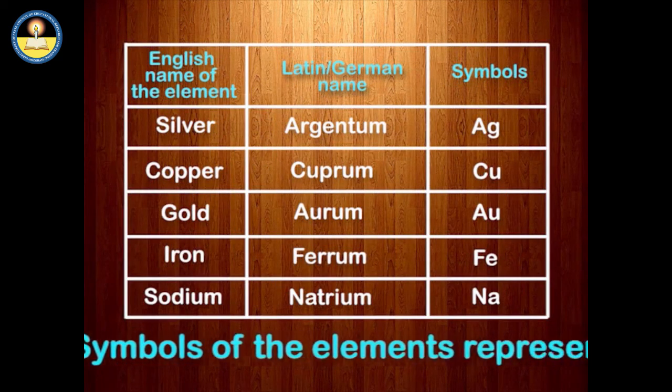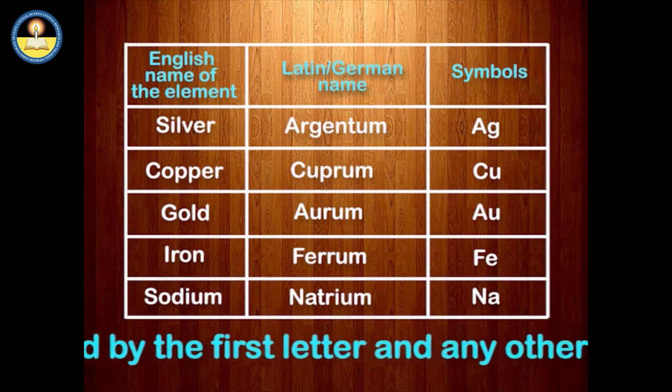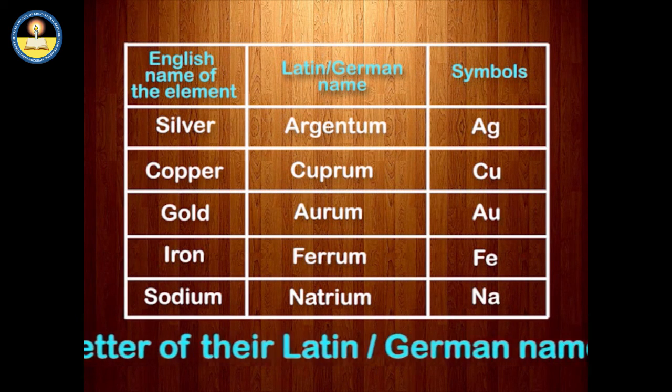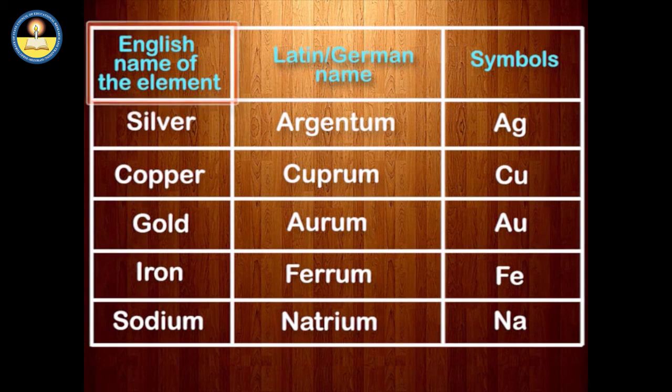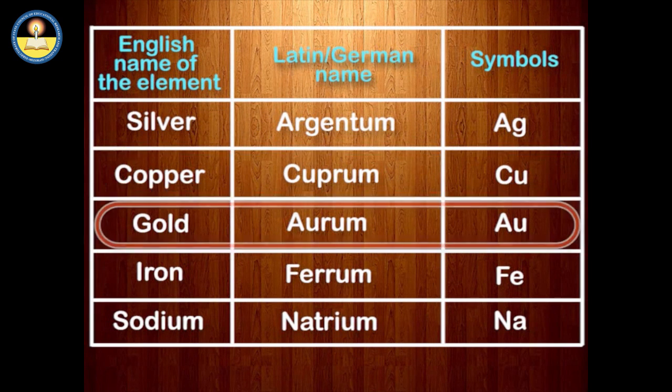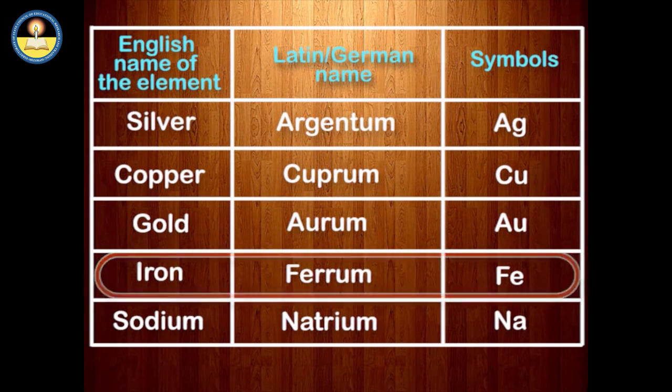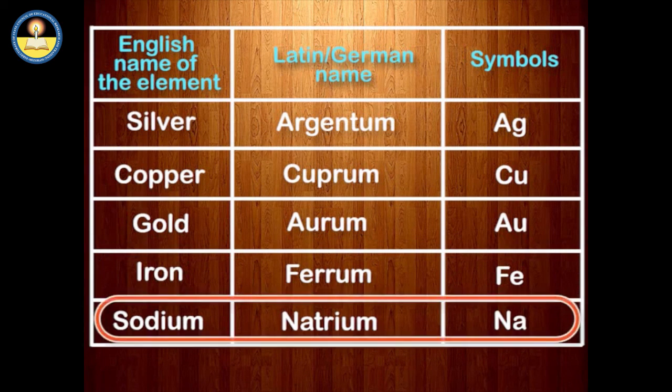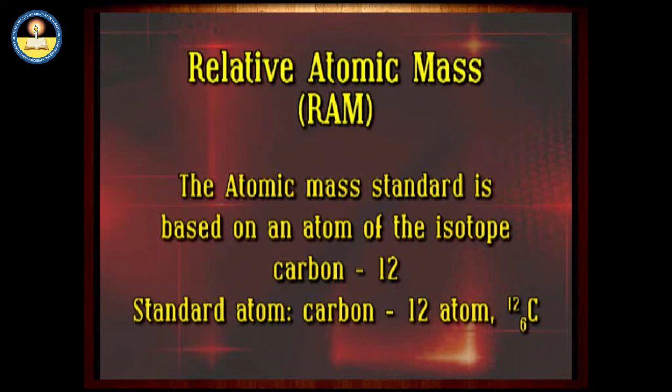Symbols of the elements represented by the first letter and any other letter of their Latin or German names. English name of the element, Latin or German name, symbols: silver, argentum, Ag; copper, cuprum, Cu; gold, aurum, Au; iron, ferrum, Fe; sodium, natrium, Na.